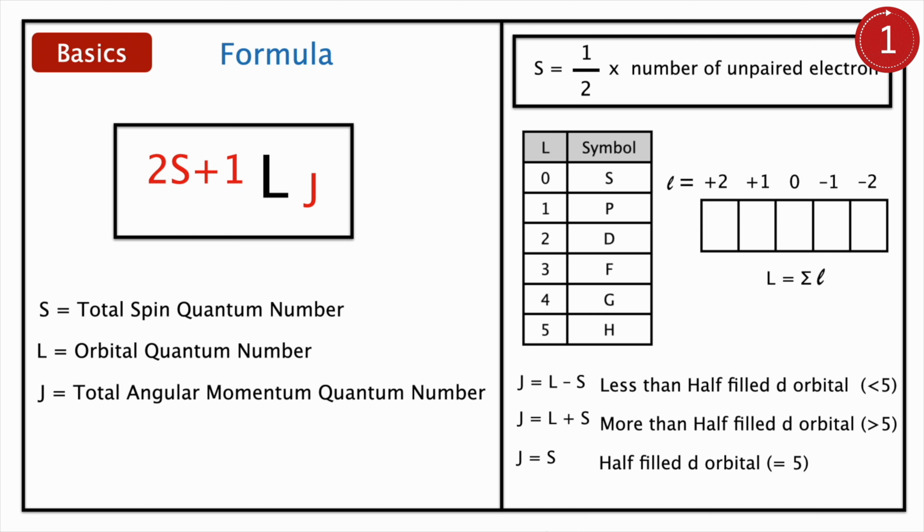If you have L value 0 to 5, it is like the normal orbitals S, P, D, F, G, H. J value can be calculated from L minus S or L plus S. L minus S means less than half filled. L plus S means more than half filled. If it is half filled, J equals S. Then for the L value, you have to count sigma l to create the capital L. You should memorize the formula and master all the variable parameters.